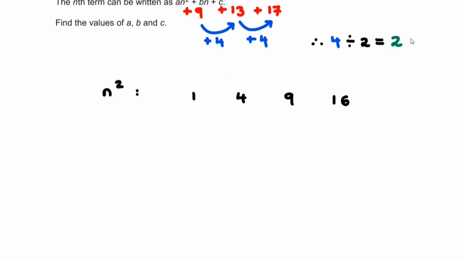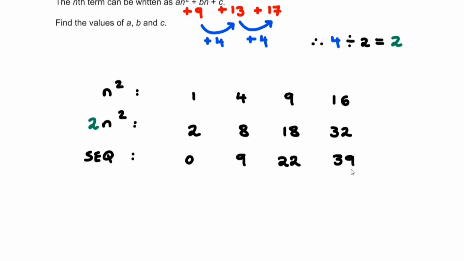Now because I've got a 2 over here, I now need to work out 2n squared, so I need to multiply these by 2. 1 times 2 is 2, 4 times 2 is 8, 9 times 2 is 18, 16 times 2 is 32. If I write out my original sequence, I've got 0, 9, 22 and 39. And now if I do sequence minus 2n squared, 0 subtract 2 is negative 2, 9 subtract 8 is 1, 22 subtract 18 is 4, 39 take away 32 is 7.